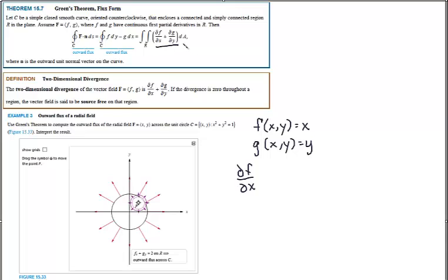as what they ask us to do there, plus partial of g with respect to y, it's going to be 1 plus 1, which is equal to 2. Therefore, when I find this flux, it is just going to be the double integral over this region of 2 dA, and the area of this R, and it is a circle of radius 1, is once again equal to 2 pi.